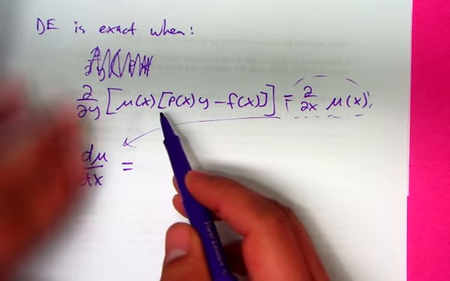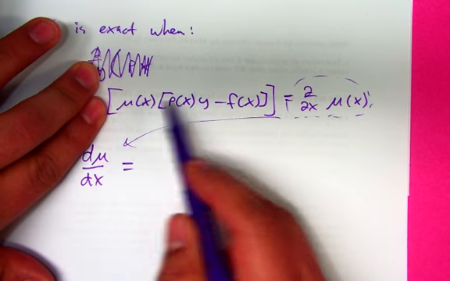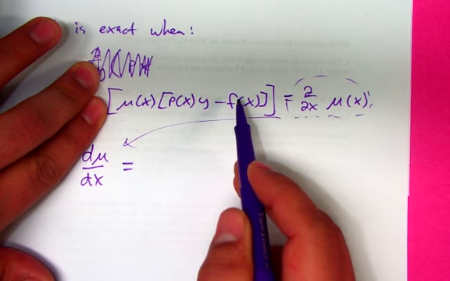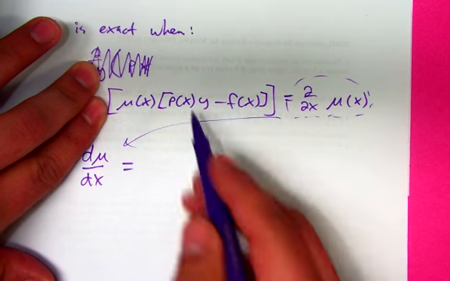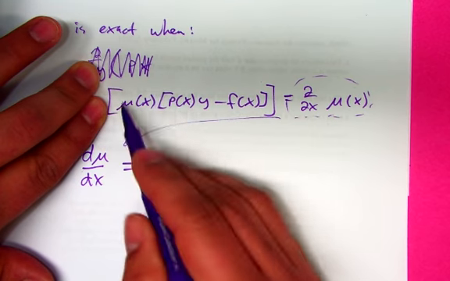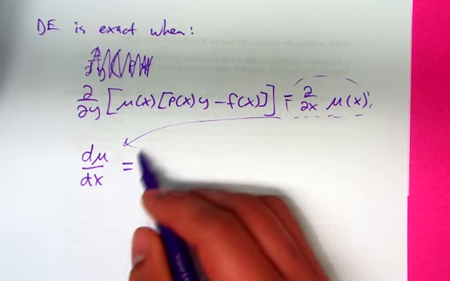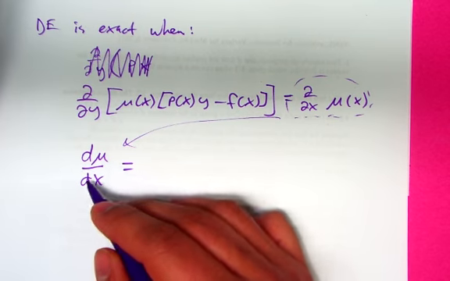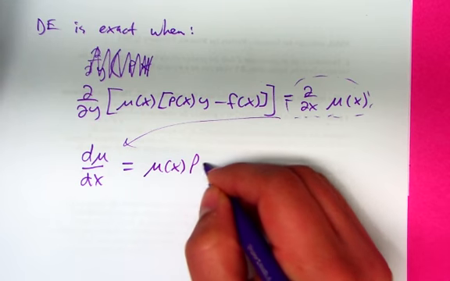If I were to distribute mu, I get mu times p times y minus mu times f. Okay. Partial y, the second term would have no y's at all, so that doesn't mean anything. And then since this is just y to the first, the derivative with respect to y of this will be mu and p. Does that make sense? So I'm going to say that d mu dx is going to equal mu of x times p of x.